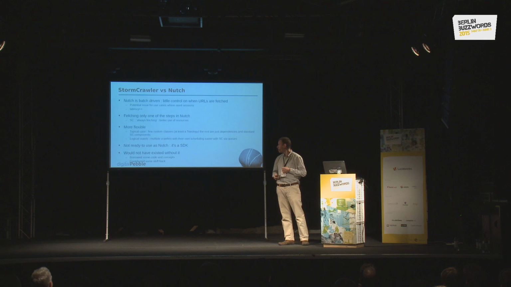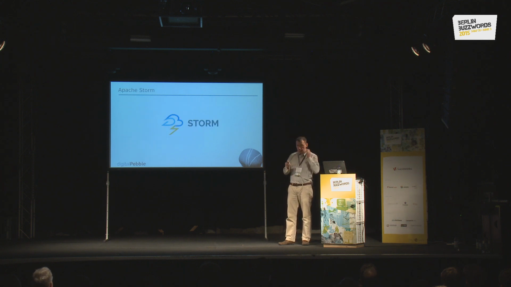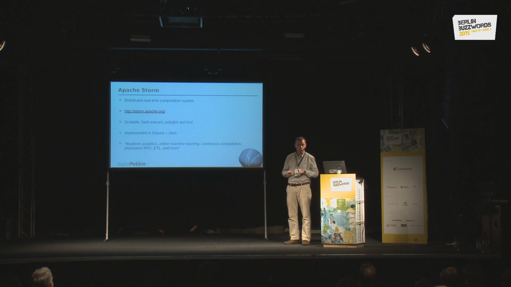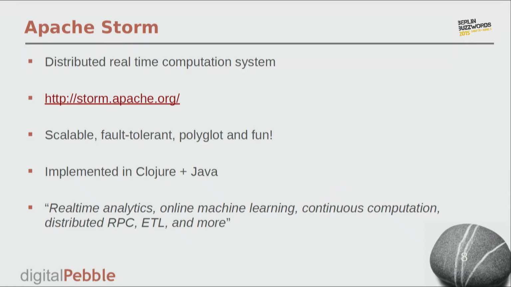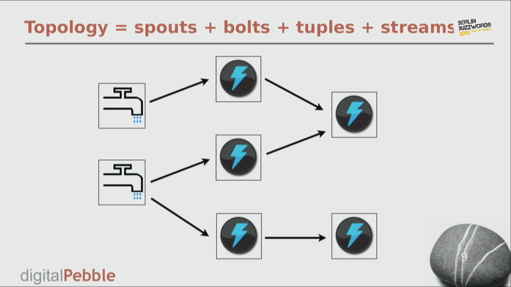So there was a talk this morning about Storm, which was really good, so I can go very quickly over my Storm slides. Storm is a distributed real-time computation system, a top-level project at Apache, a mix of Clojure and Java, and it's used for all sorts of things, real-time analytics, continuous computation, and so on. So it's a very popular piece of software.